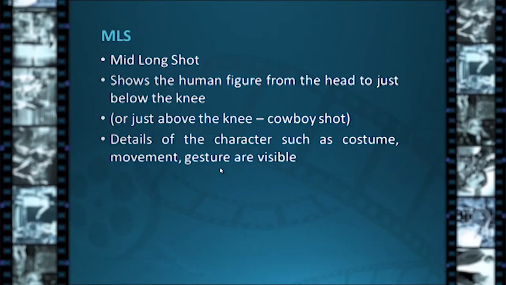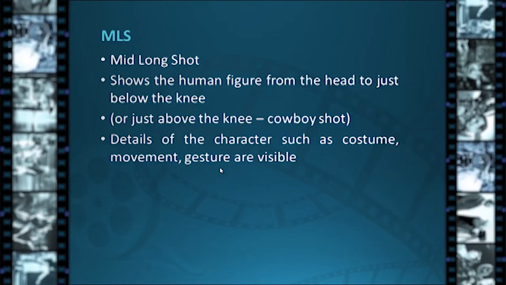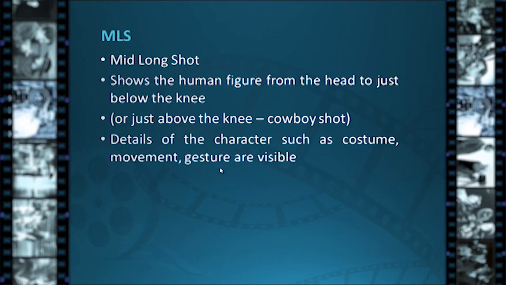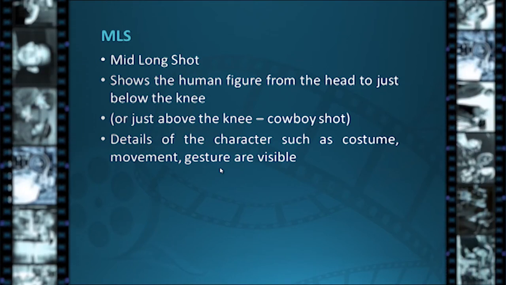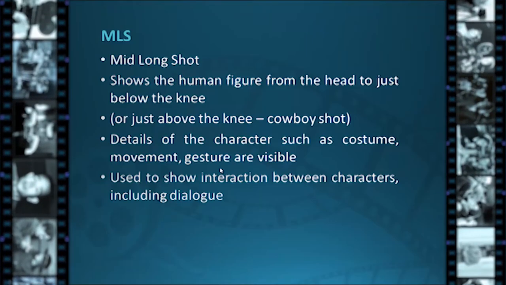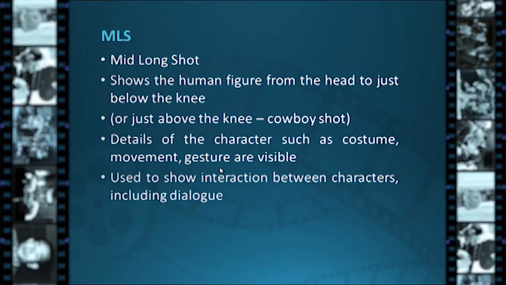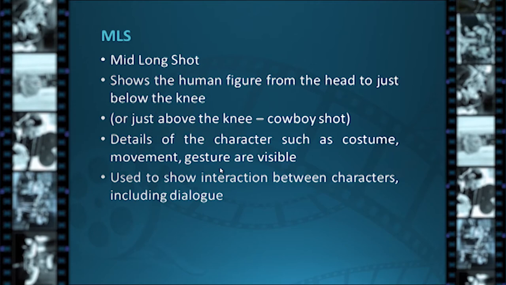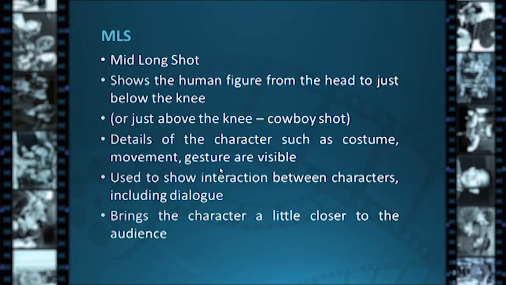When you're moving this close to the character, it gives you a little more detail about the costume. The gestures or the movements of the character become a little more visible, a little more clear to you, and you start losing information in terms of the surroundings. This kind of shot is used to show interaction between characters. So, you might have 2-3 characters. Whenever you have this kind of setting, you have a mid-long shot composition. As I had already said, it's bringing the audience a little closer to the characters. So, all these reasons are why a director might use this kind of shot in his or her composition.